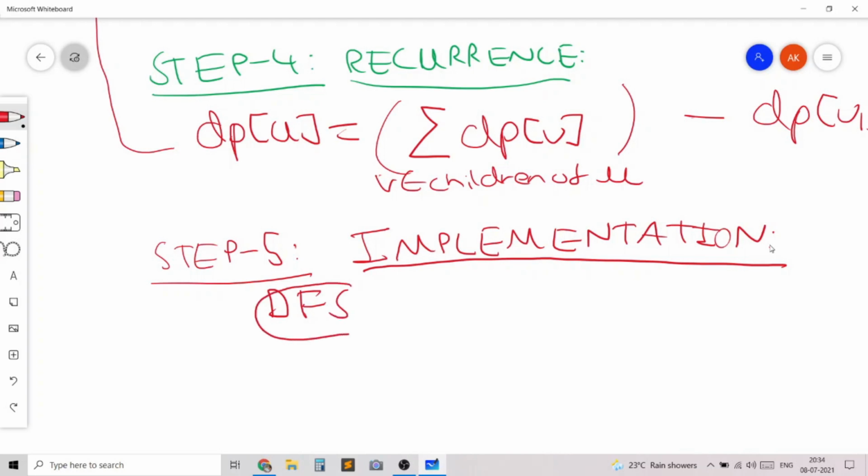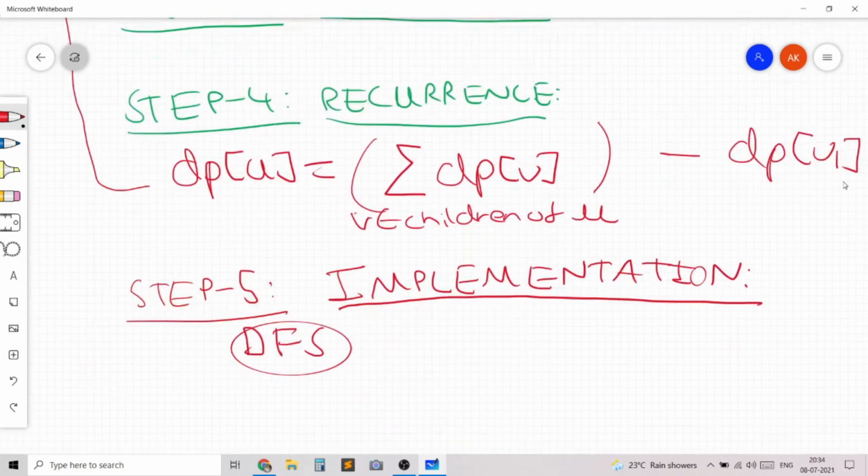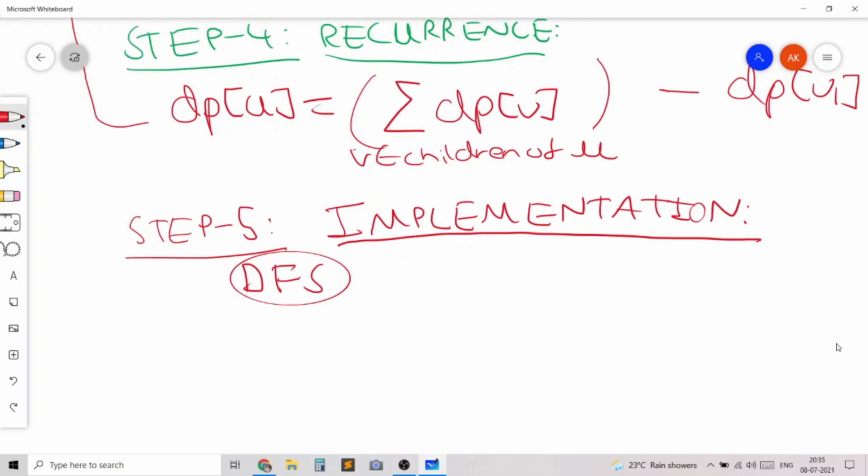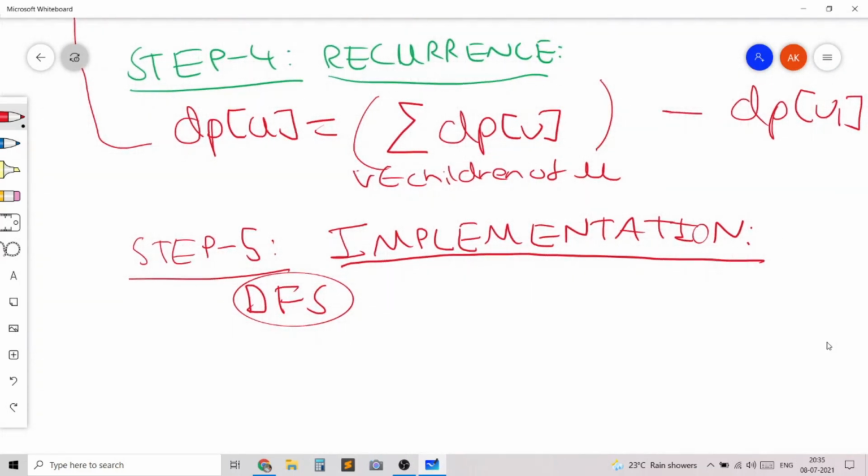I'll show you the stepwise analysis of how we'll exactly implement a tree DP problem. So steps 1 through 4 are how you will think about a tree DP problem and how you'll go about approaching it. Step 5 is the implementation, which is also very important, and the implementation is done using DFS. So do join me in the next video where I'll show you how each code segment in the DFS can be adapted to compute the information for each node in the tree DP problem.